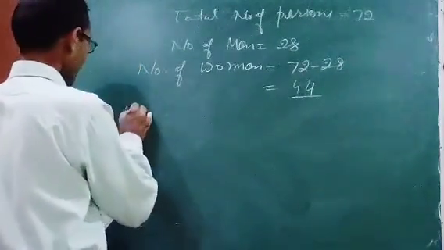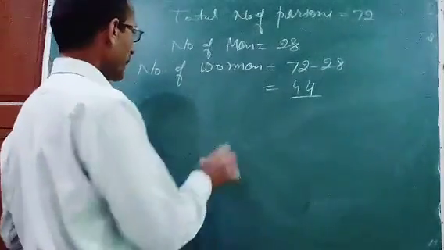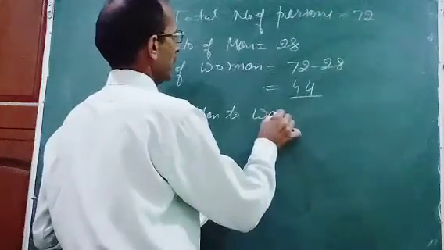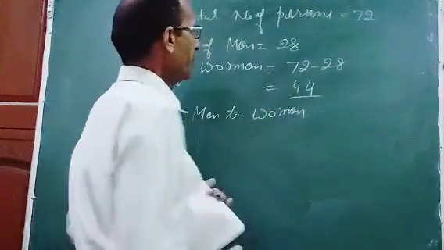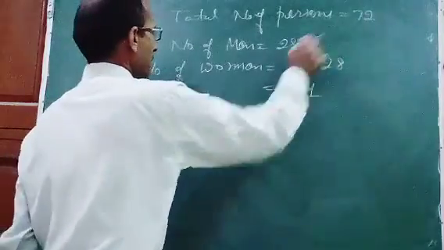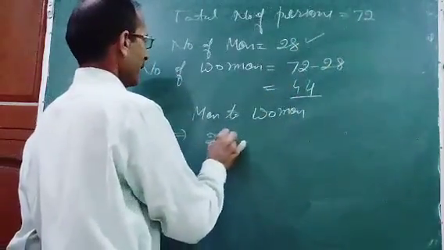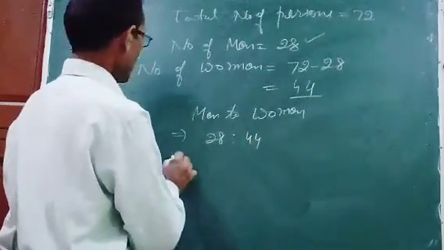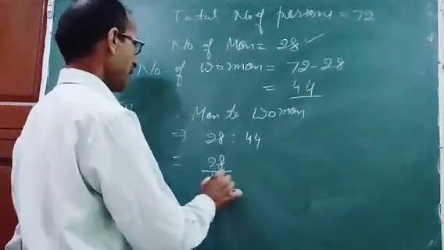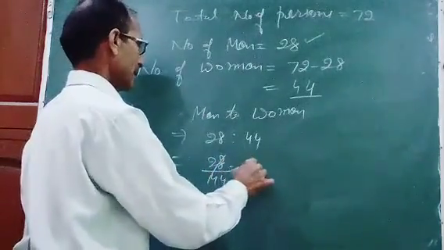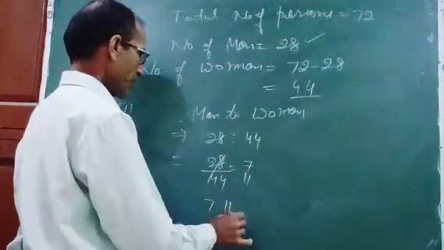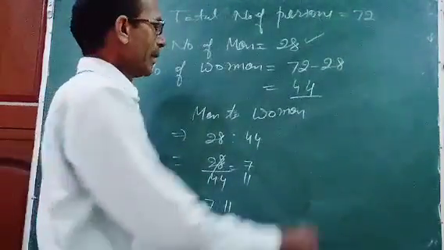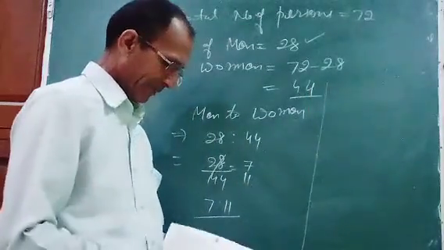Now what are the questions? First part, men to women. How many are men? 28. To women, 44. So 28 divided by 44, so it will be 7 is to 11. It means 7:11. Clear?